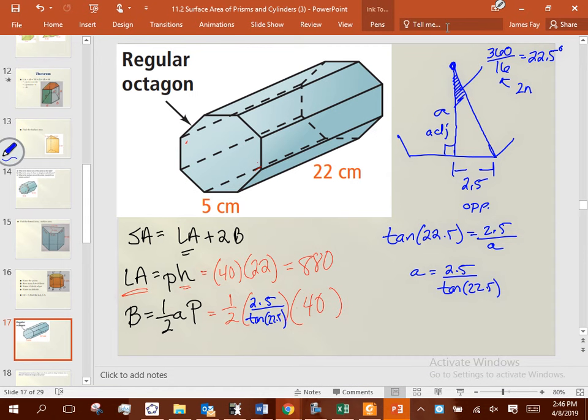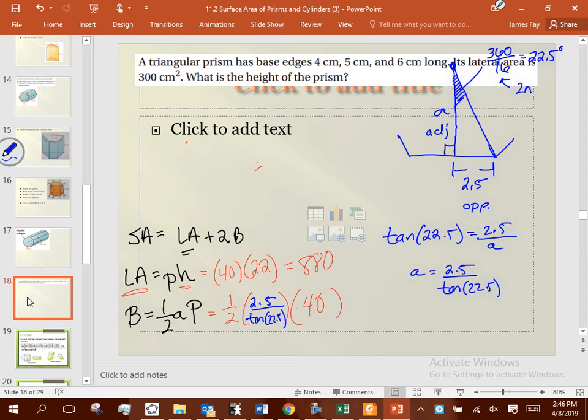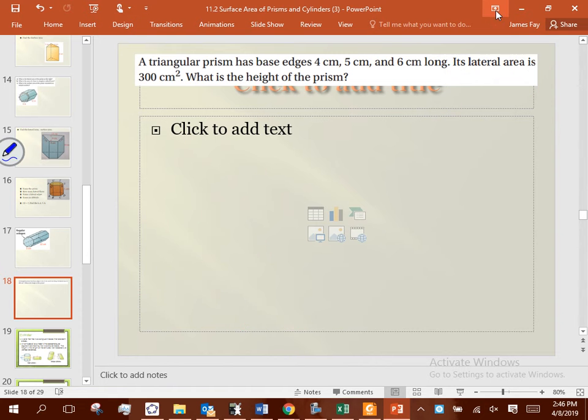Is that something we can do? Okay. Now, I want to talk about how there are times that you might have to adjust your formulas.